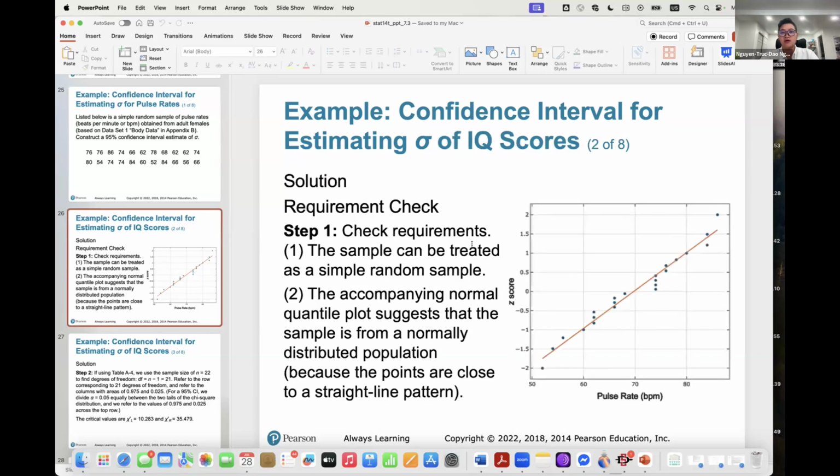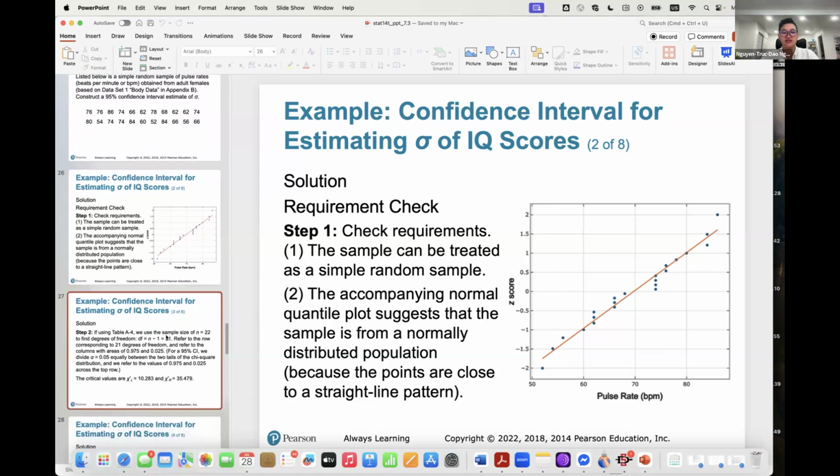Now, the first step, we always have to check the two requirements, right? The first one, the sample can be treated as a simple random sample. Yes. The second one, the accompanying normal quantile plot suggests that the sample is from a normally distributed population because the points are close to a straight line pattern right here. You can see, right? So it satisfies the normally distributed population.